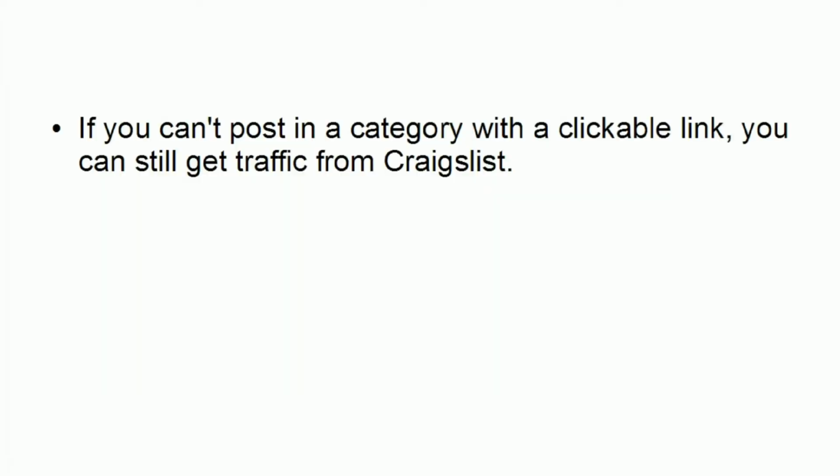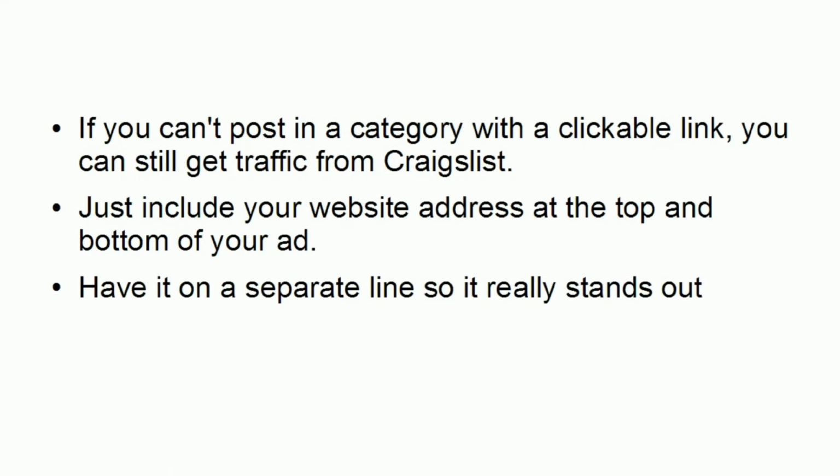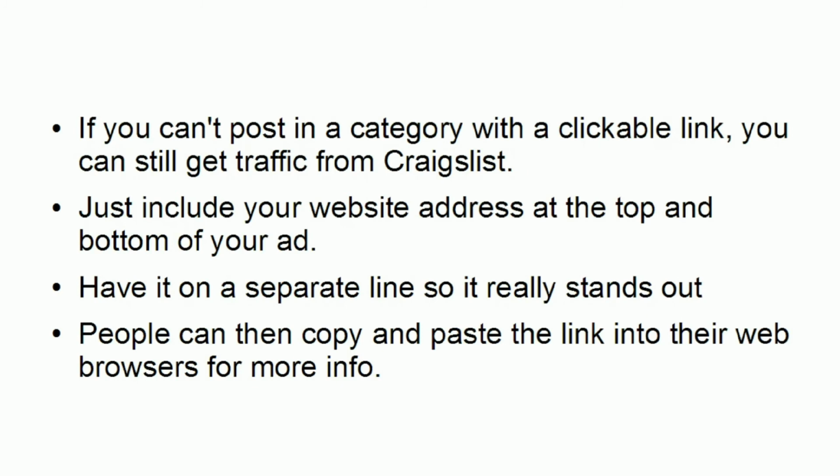Now if you can't post in a category with a clickable link, you can still get traffic from Craigslist. What you need to do is just include your website address at the top and bottom of your ad. And you want to have it on a separate line so that it really stands out. And people can then copy and paste the link into their web browsers if they want more information.